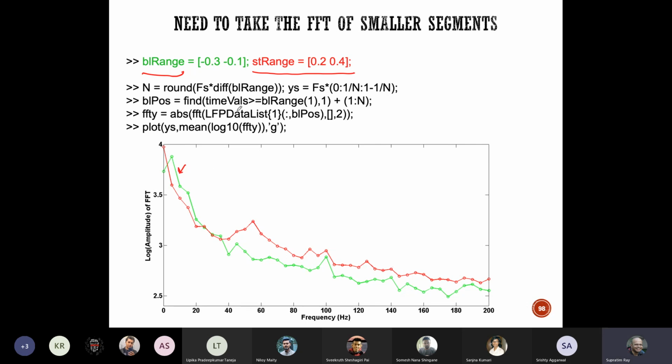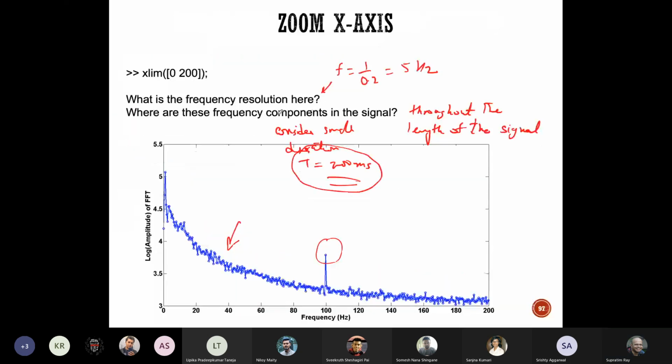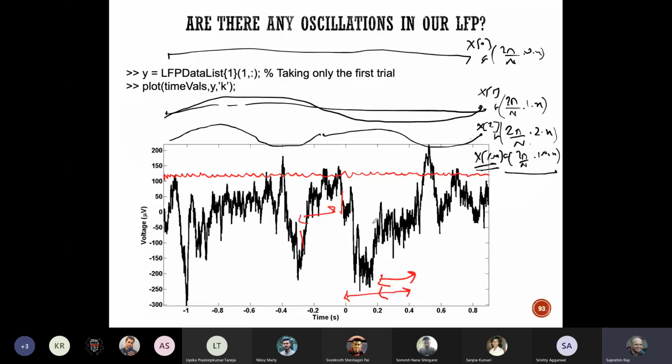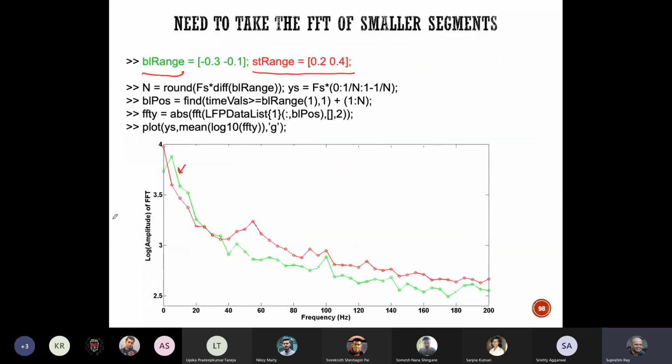Likewise, if you replace BL range with ST range, and this becomes ST pos, then you will be computing the FFT of just this segment here, 200 to 400 milliseconds. And now when you compute the FFT, this is what you get.